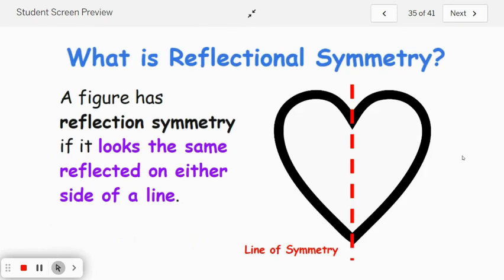All right, reflectional symmetry. Reflectional symmetry happens when an object looks the same if it's reflected on either side of a line. In layman's terms, that just means, can I cut this figure in half so I have mirror images on both sides? I want you to think back to your algebra days.